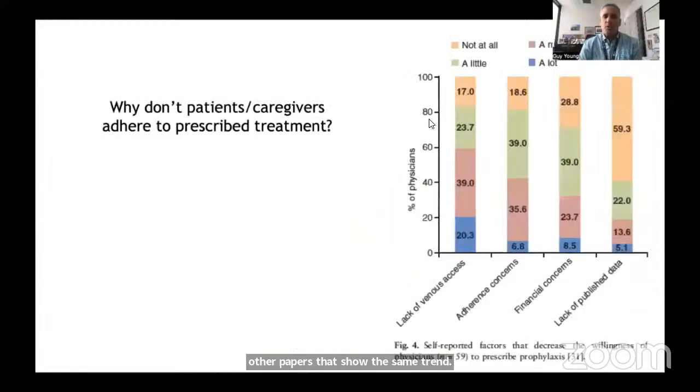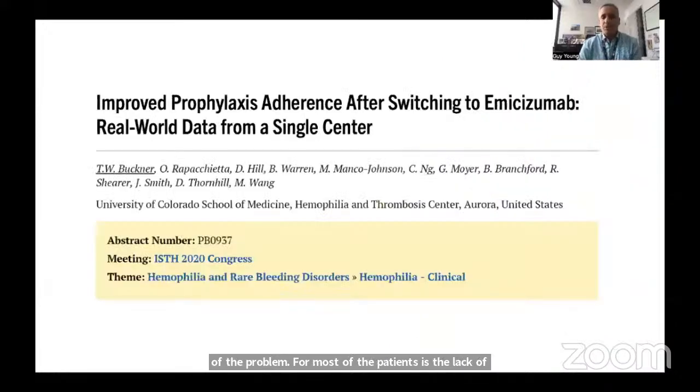What's the issue with adherence? Well, the biggest issue, if you look here, is the lack of venous access. That's really a significant part of the problem for most of the patients. And so perhaps a subcutaneous drug like emicizumab may improve adherence. Now, there's not much data on this yet. This is a poster from a couple of years ago at the ISTH. I think we still need much more data on this, but at least this is a start.